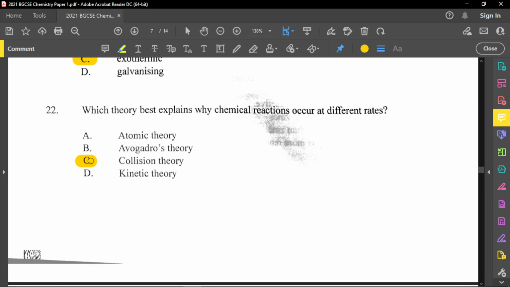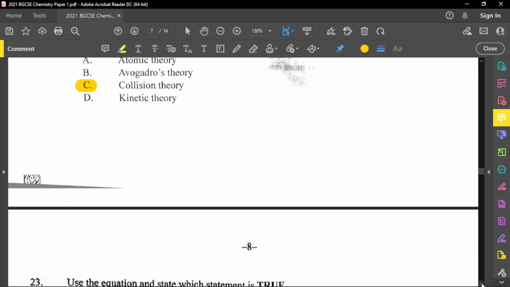As a matter of fact, something cannot react unless they collide. All right, so collision must take place. The particles must bombard each other for a chemical reaction to take place. The more frequently they collide and bombard each other, the faster the rate of chemical reaction.